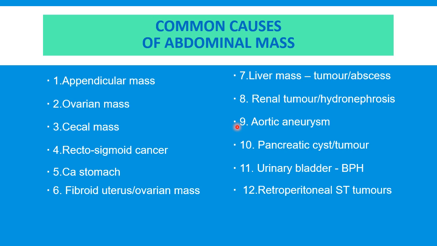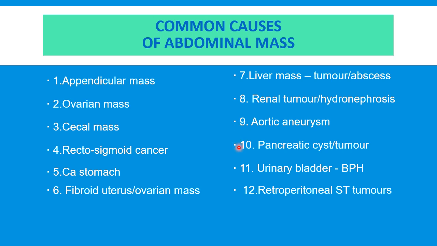Then you have aortic aneurysm, which is mainly on the left side of the abdomen, slightly to the left of midline, and is usually due to abdominal aortic aneurysm. These aneurysms are usually pulsatile in nature, and they may also have a systolic bruit over them.